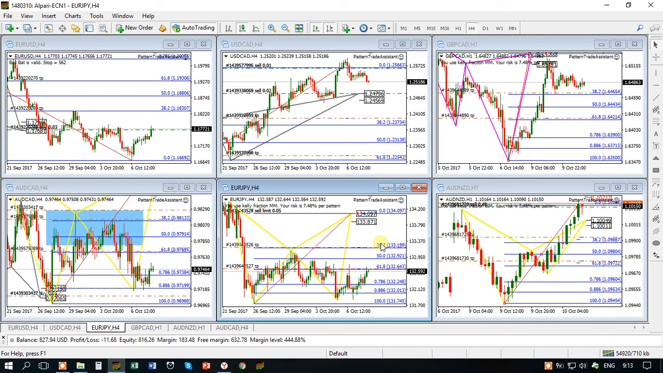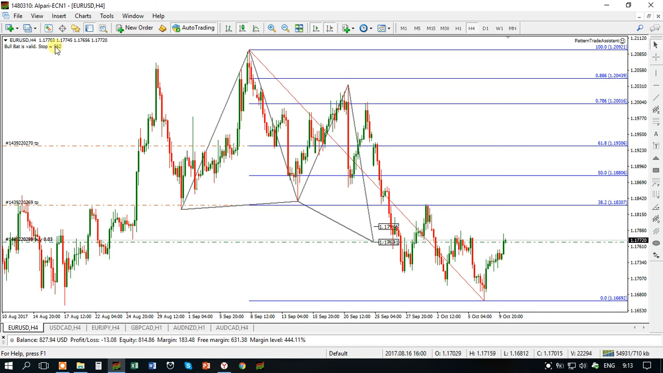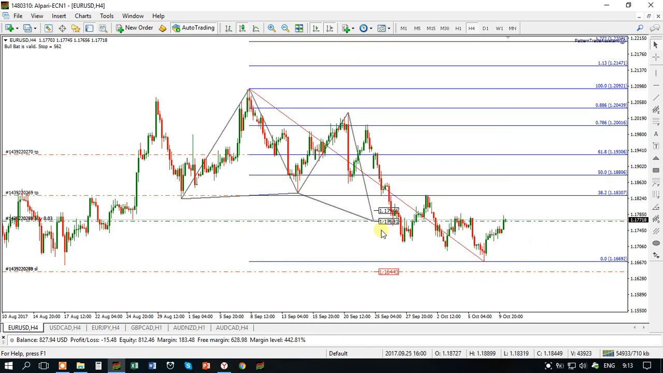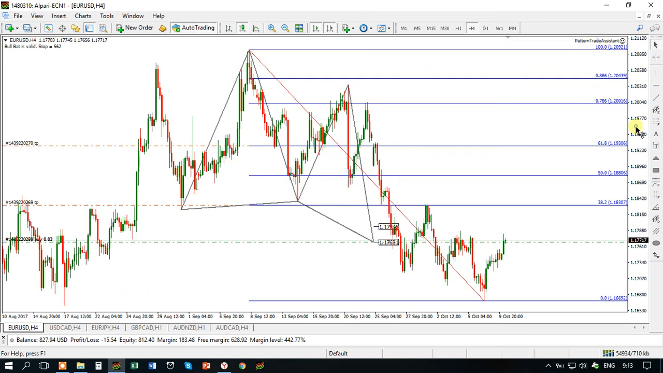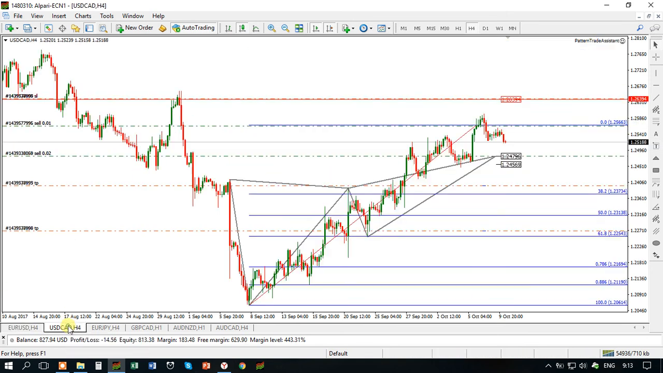And in today's video, I won't show you the whole routine of swing identification. I already have done my analysis. So the trades I have so far are as follows. The first trade is Euro dollar. It is a butterfly pattern running since last week, still valid.